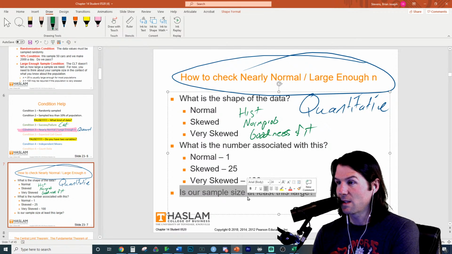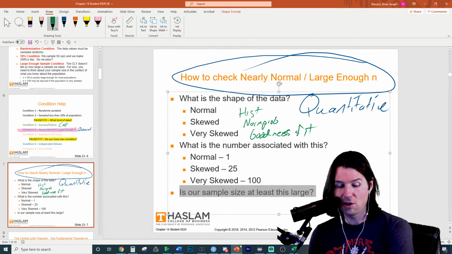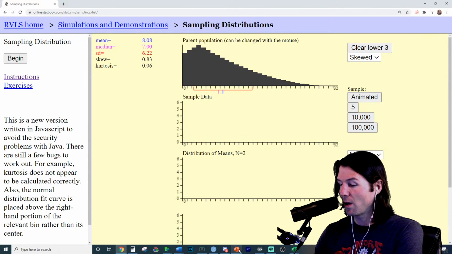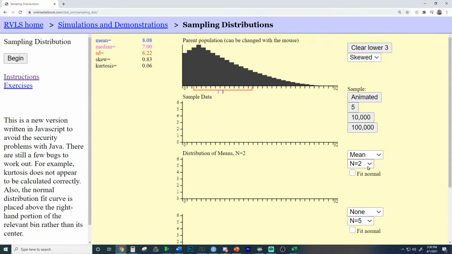Is the sample size that we're doing for this problem at least 25? Is our sample size for this problem down here at least 25? Does this meet it? Yes or no? Do we have at least 25 that we're doing for the sample sizes?